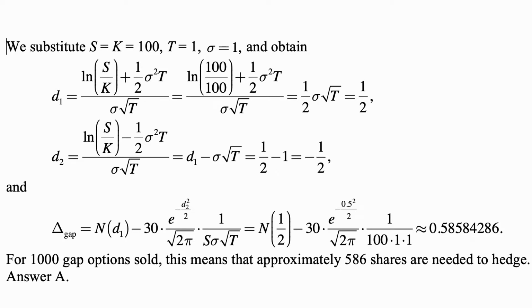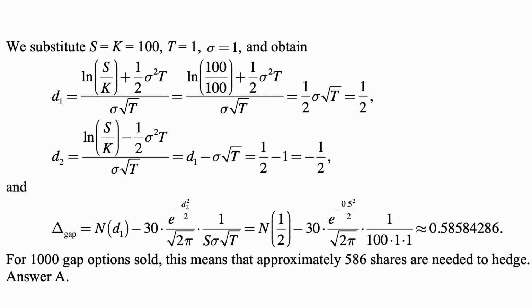We substitute S equal to K equal to 100, T equal to 1, sigma equal to 1, and obtain d1 equals, effectively it just becomes 1/2 sigma squared T, which is 1/2. Sigma is equal to 1. And d2 is equal to d1 minus sigma square root of T, so it's 1/2 minus 1, so it's negative 1/2. So the delta of the gap option is N of 1/2 minus 30 times e to the minus 0.5 squared over 2 divided by square root of 2 pi times 1 over 100 times 1 times 1.